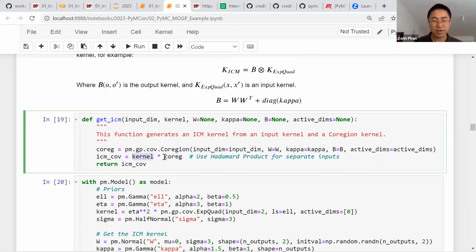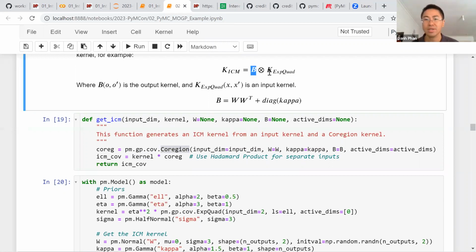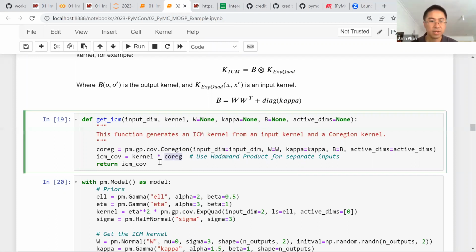And because the underlying operation, as you can see, should be a Kronecker product, but actually in the underlying Coregion, they already do some broadcasting of the matrix B here. So it converts this one to also the K as well. It does some indexing and broadcasting to a bigger matrix to convert the Kronecker to a Hadamard product, right? And then we return that covariance.